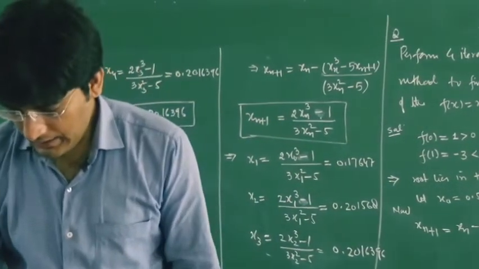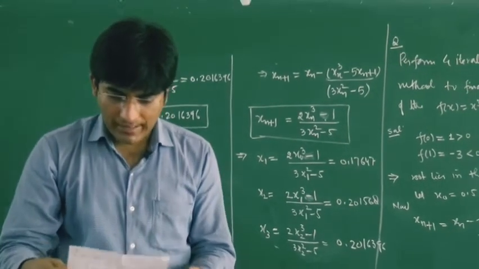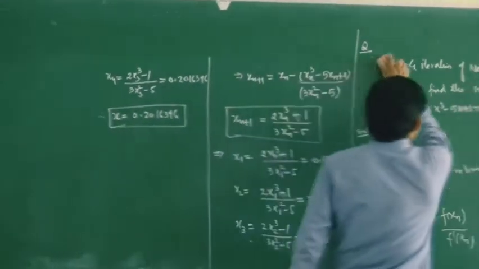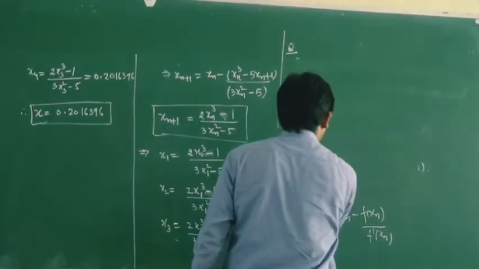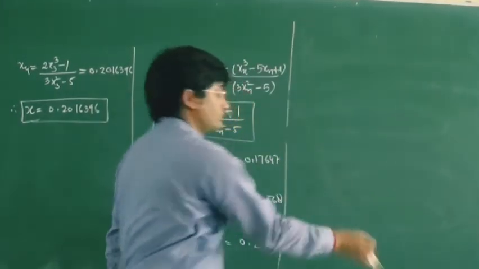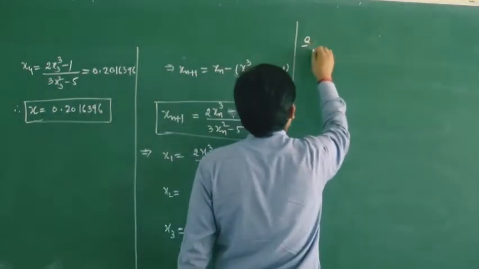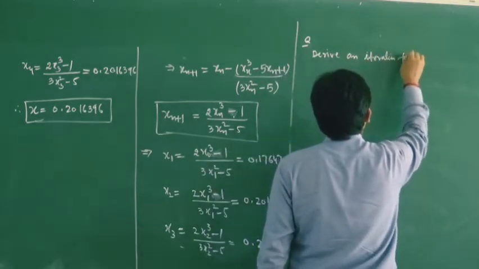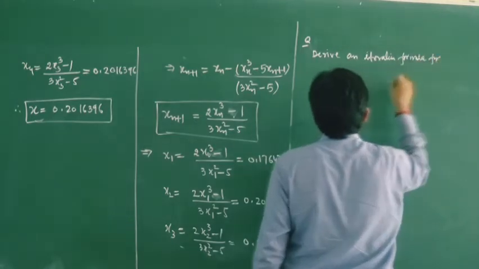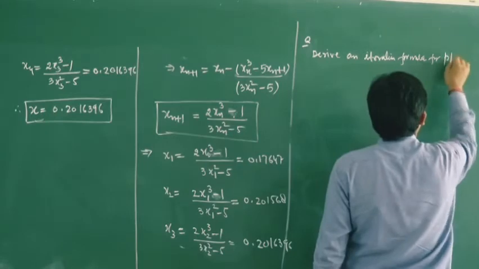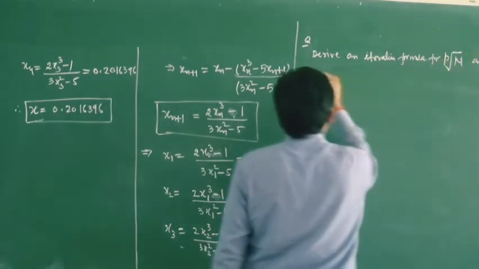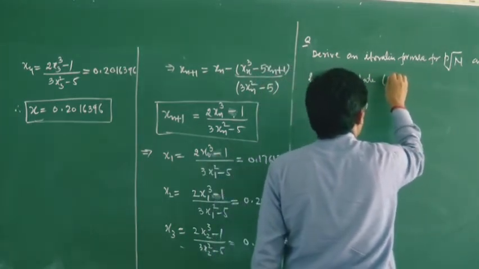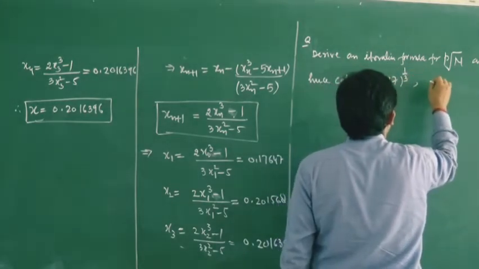Now let us derive an iteration formula for the p-th root of n, and hence calculate the value of 17 to the power 1/3 and 10 to the power 1/2.